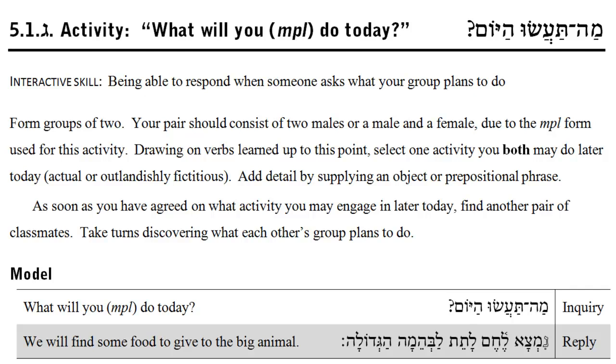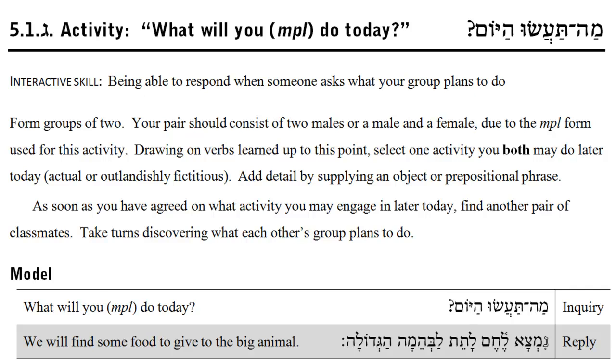When this activity takes place in class, you will link up with one more classmate to form a pair, and then you will meet with another pair so that you will have a group of two speaking to another group of two. Notice the question that you'll be asking each other in the model inquiry. Ma ta'asu hayom?